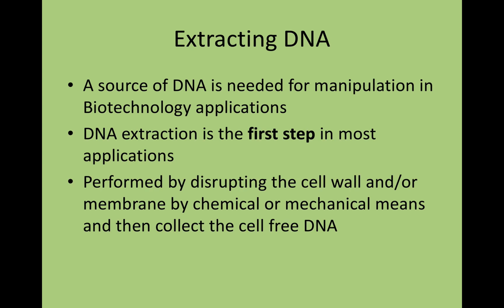The first step in a recombinant DNA technology process is extracting the DNA. We need a source of DNA to manipulate it for the biotech application. So it's the first step in the process. We can extract DNA by disrupting the cell wall or cell membrane, depending on the type of cell that we're actually interested in. We can do this either chemically or physically, as a means to free the DNA.